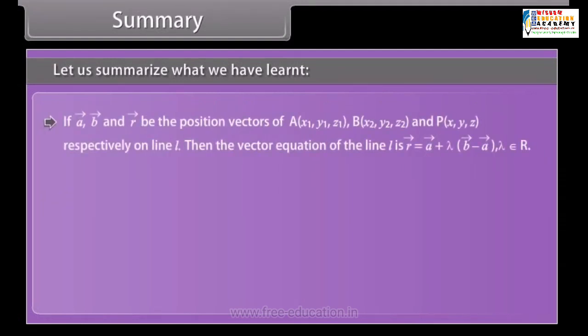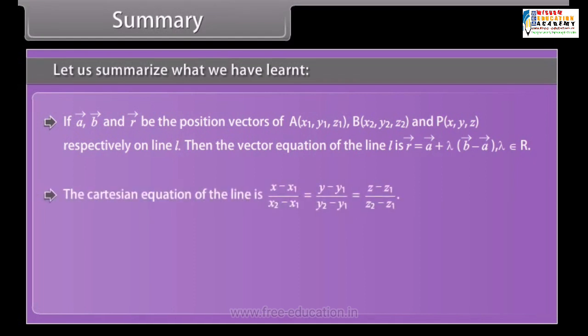if vectors A, B and R be the position vectors of A (x1, y1, z1), B (x2, y2, z2) and P (x, y, z) respectively on line L, then the vector equation of the line L is vector R equals vector A plus lambda into vector B minus vector A, lambda belongs to real numbers. The Cartesian equation of the line is x minus x1 by x2 minus x1 equals y minus y1 by y2 minus y1 equals z minus z1 by z2 minus z1.